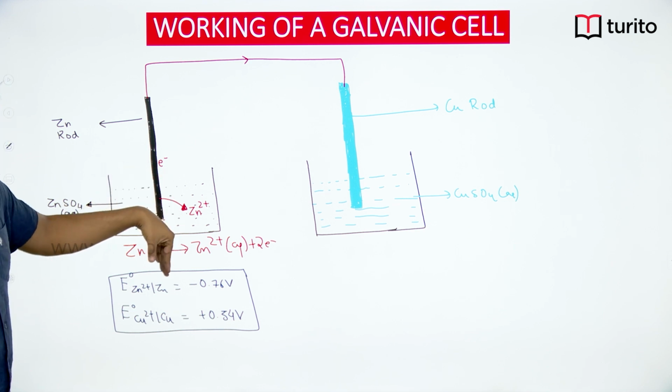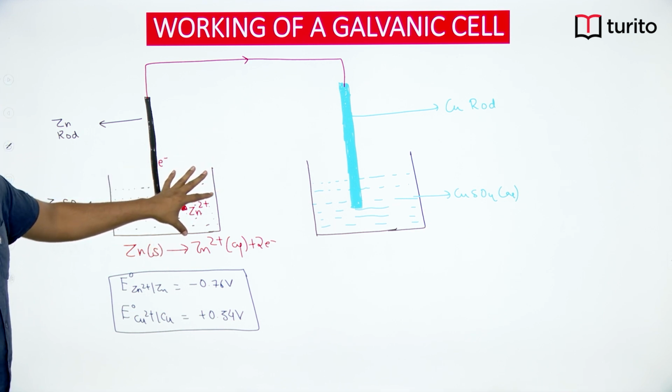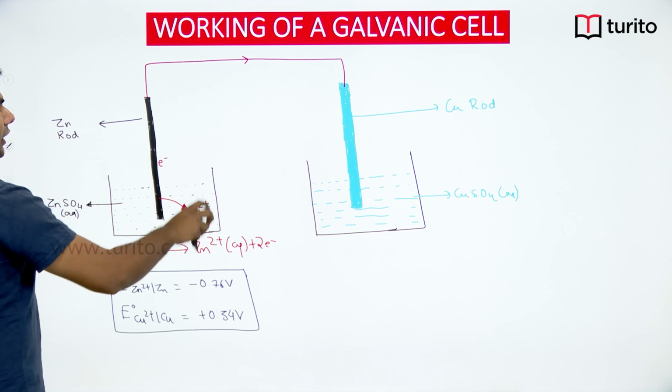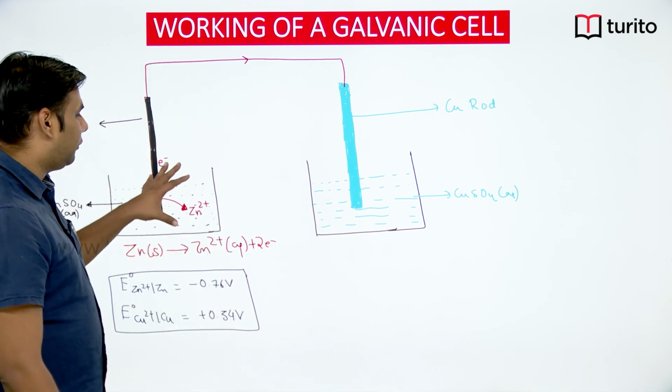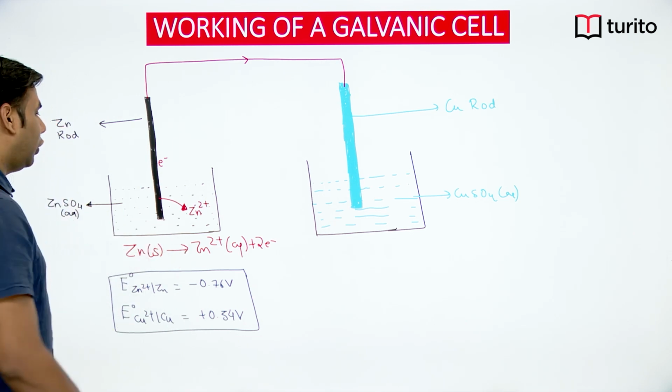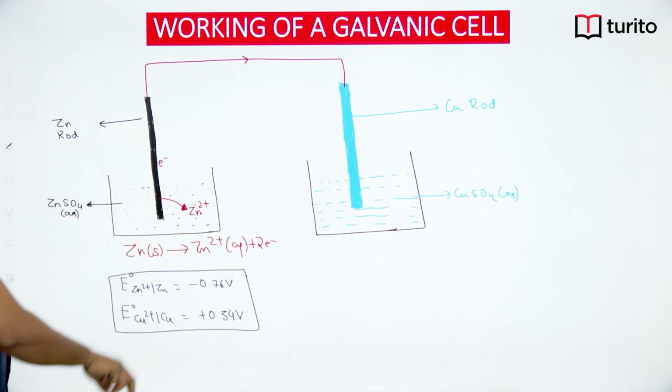More and more zinc 2 plus would keep on going into the solution. So after some time, this solution will acquire a lot of positive charge. So what will happen? They will repel the incoming zinc 2 plus.